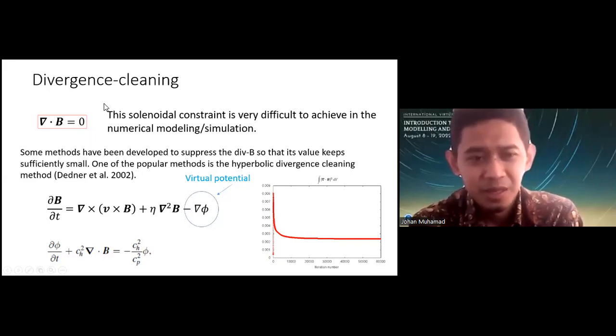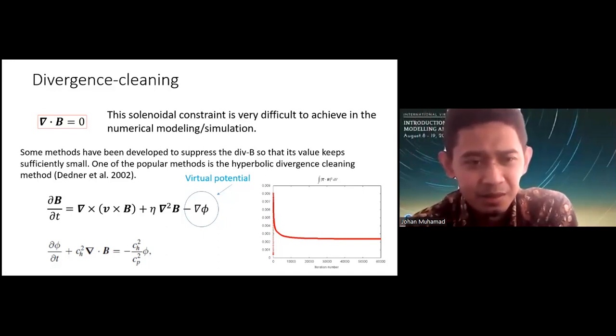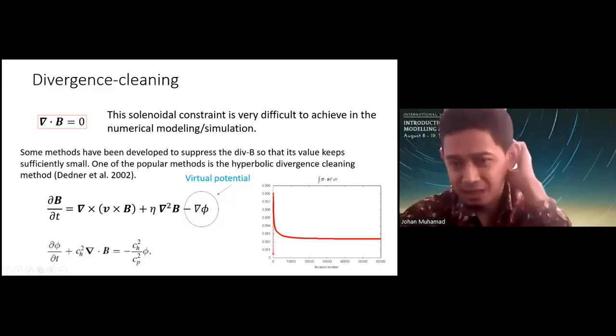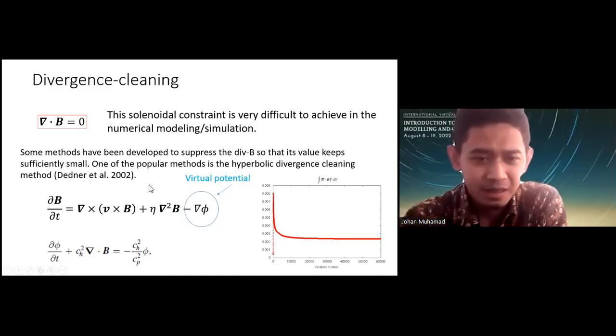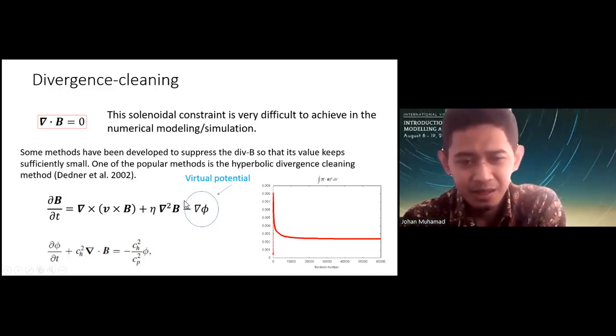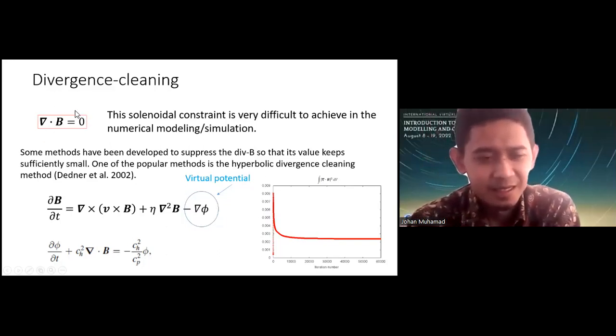So there are many methods that you can apply to suppress this divergence B value. Some methods have been developed that can keep this value sufficiently small. One of the popular methods is the hyperbolic divergence cleaning method by Dedner et al., 2002. The idea is that you put some virtual potential here. Of course, this is not real, but you need this because you need to keep this constraint fulfilled.